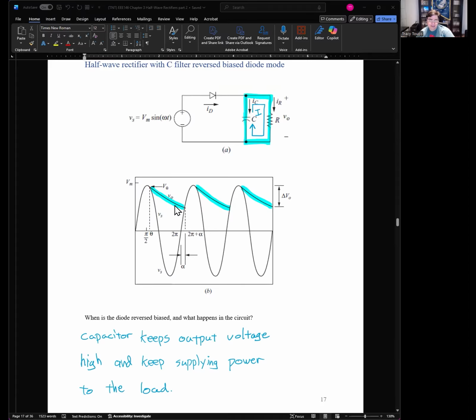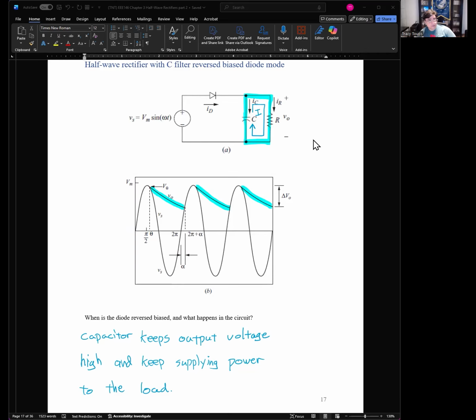So right here in blue, this is whenever the capacitor is supplying the voltage, it's discharging its energy to the resistor. So when is the diode reverse biased and what happens in the circuit? The capacitor keeps the output voltage steady right here, and it keeps supplying the power to the load. So that's another big advantage from the resistor standpoint.